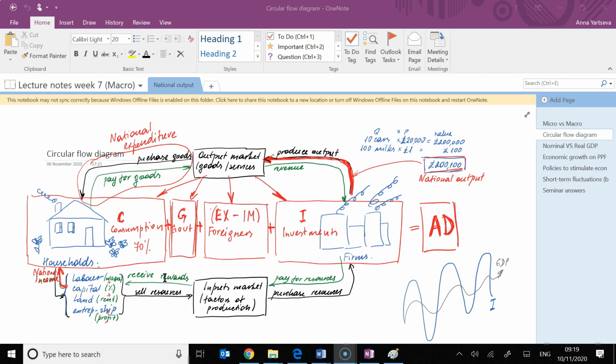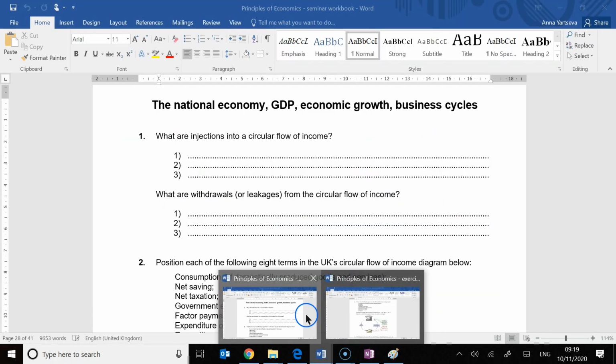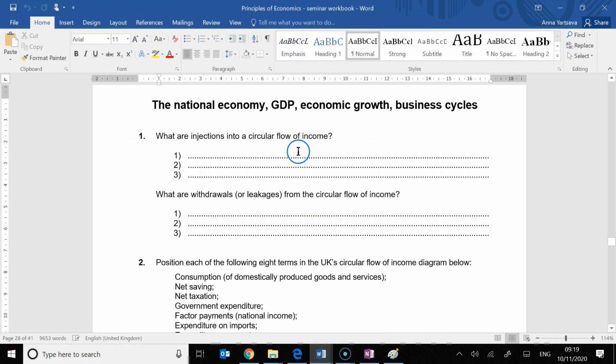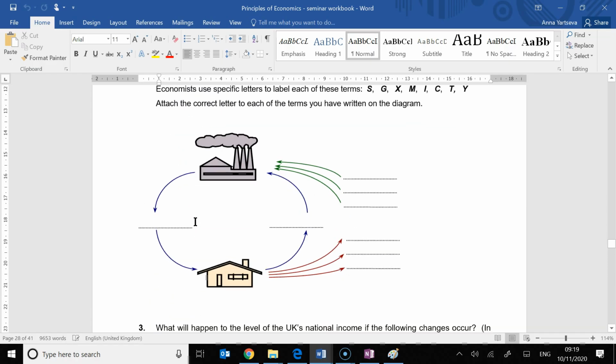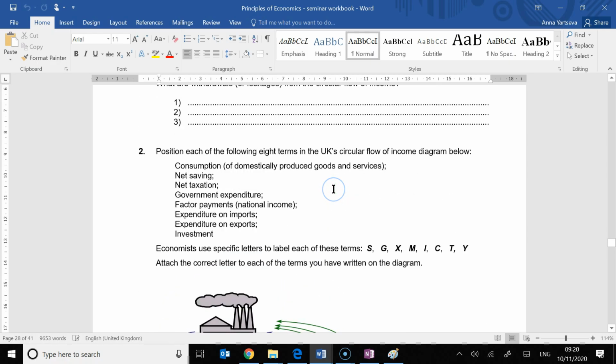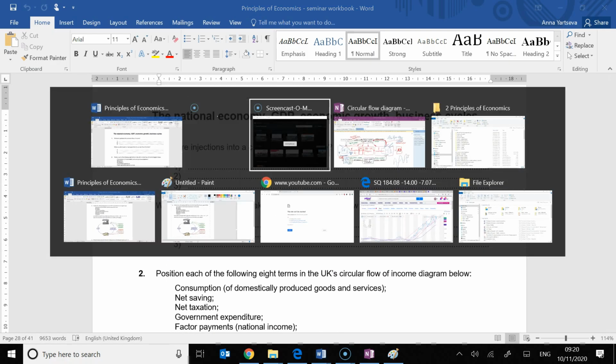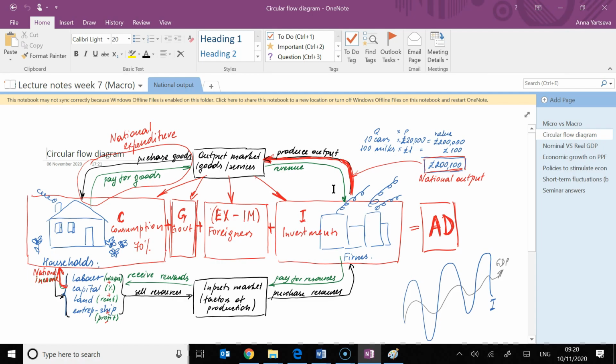So today's topic is national output, and we start with the circular flow diagram, the first two exercises. Generally, the first question asks you about the injections into the circular flow diagram and withdrawals. In the first exercise, you need to list them, and in the second exercise, you'll need to plot them on a diagram. So you'll need to mark the correct places. You'll need to just label the direction of these flows. And the whole material, both questions, are based on what we have covered in the lecture, on this particular diagram.